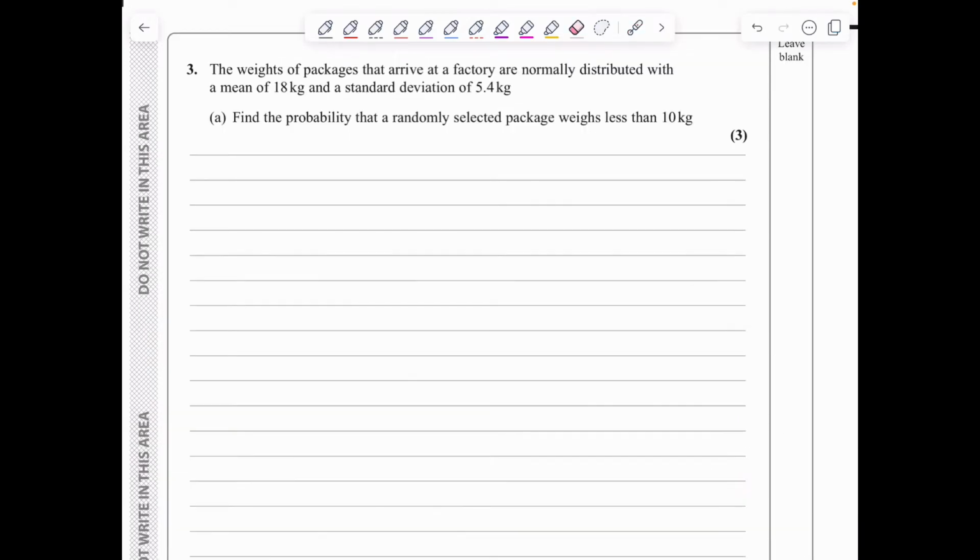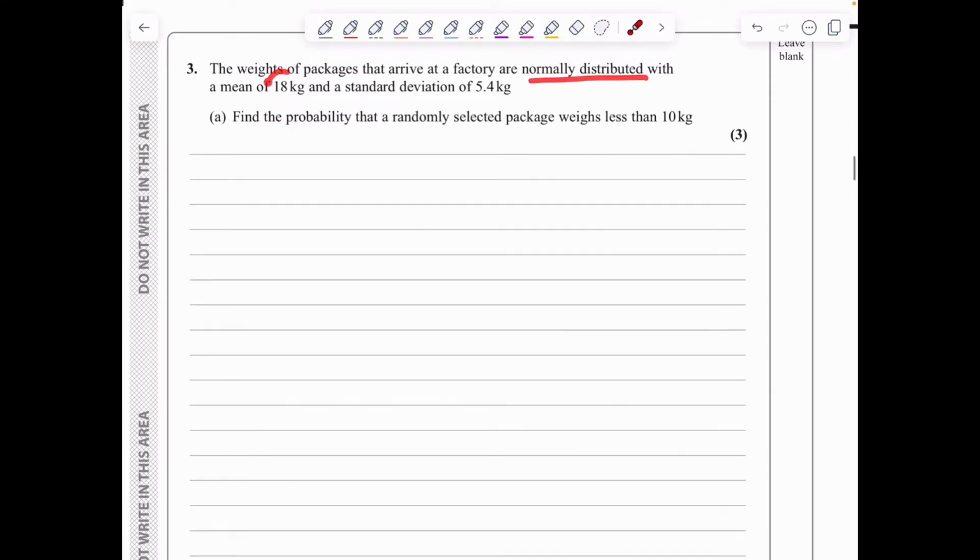In question 3, we've got the weights of packages arriving at the factory being normally distributed with a mean of 18 kilograms and a standard deviation of 5.4 kilograms. So we need to find the probability that the package weighs less than 10 kilograms. I will start by defining that my random variable x is the weight and follows a normal distribution with mean mu 18 and variance sigma squared being 5.4 squared.